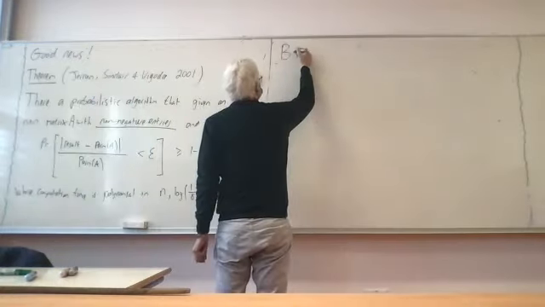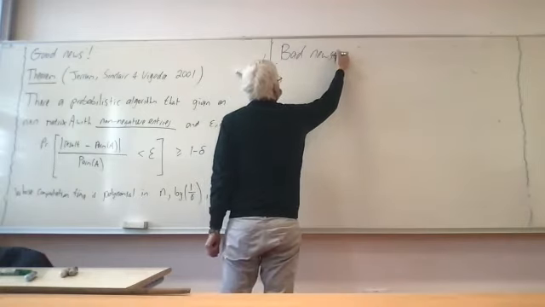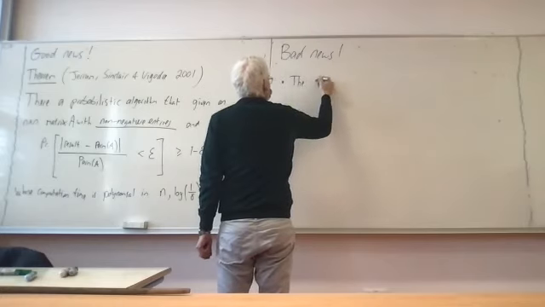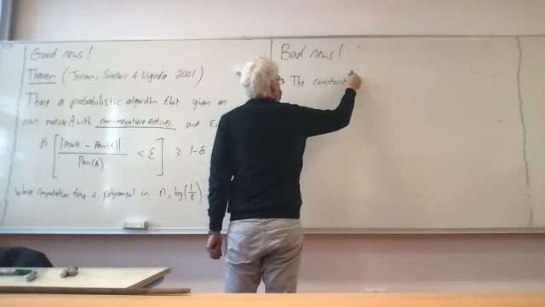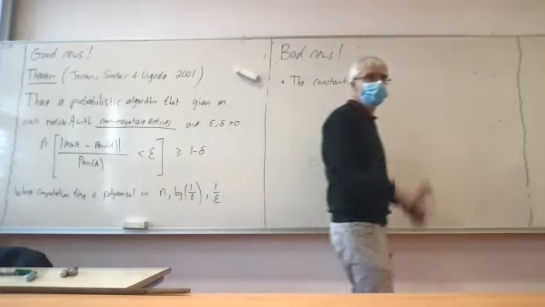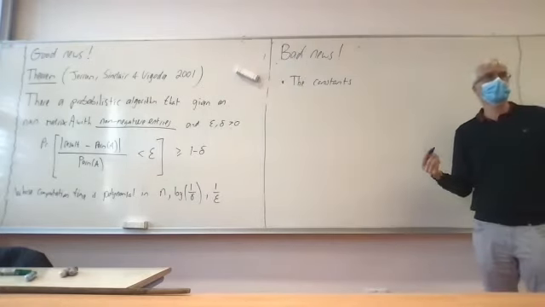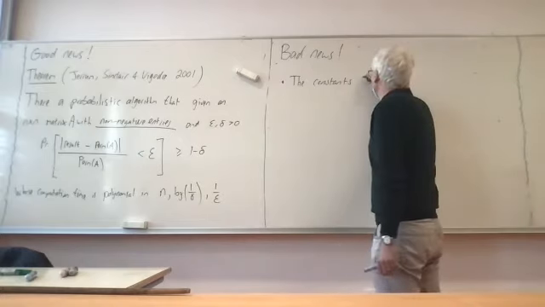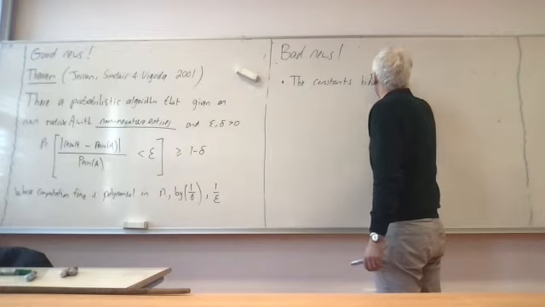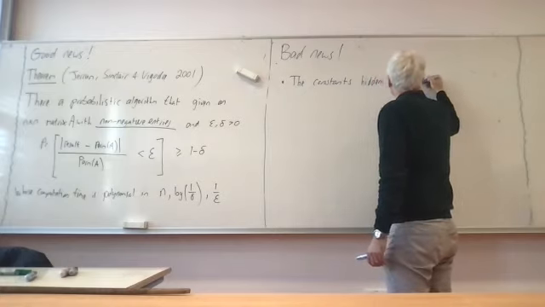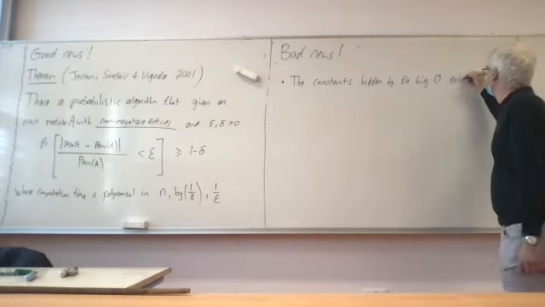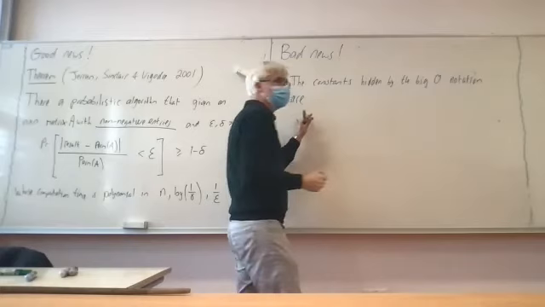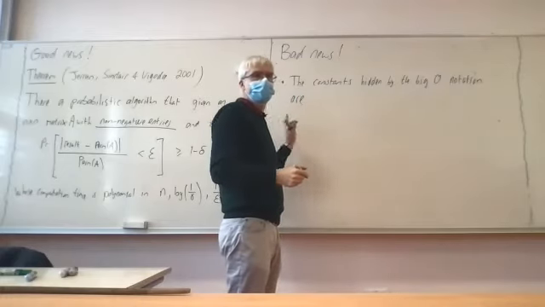But the bad news is the constants. So the polynomial, you have some polynomial that's bounding the time, there are constants in it. There are also constants in the coefficients of the polynomial. The constants hidden by the big O notation are large, and indeed so large as to make this approach infeasible.